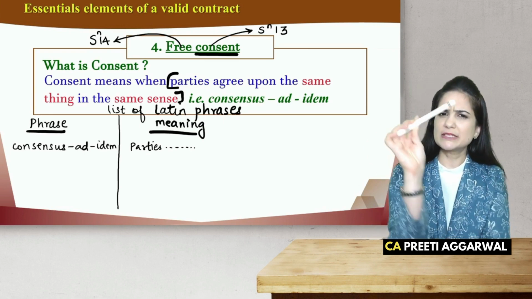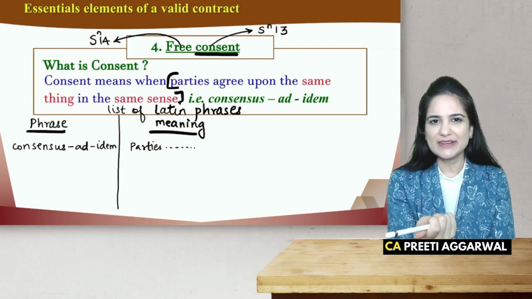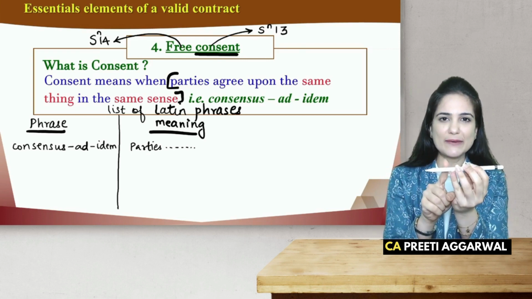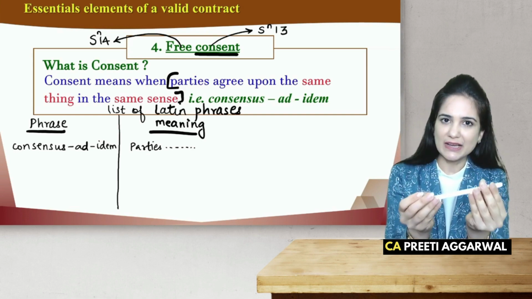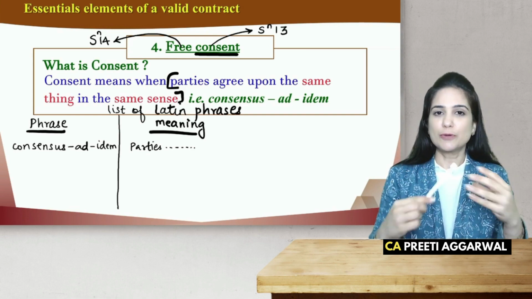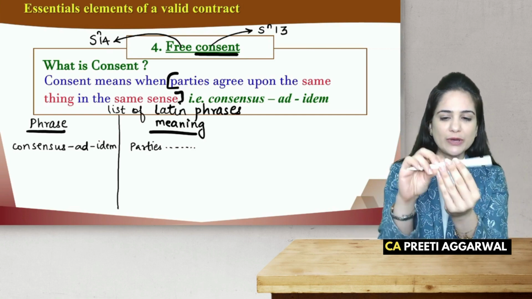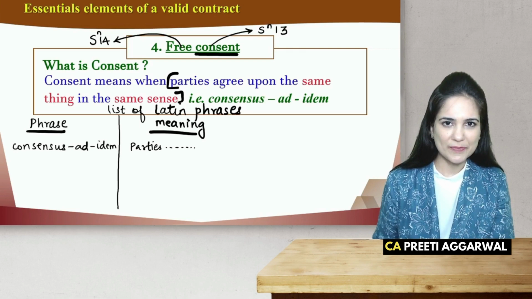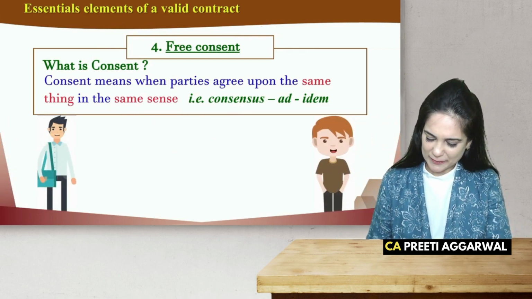Do you want to buy this pen for 5,000 rupees? You say, okay, give it to me. Now we are agreeing upon the same thing in the same sense. I show you the pen, and you are also answering, keeping this pen in mind. So my offer and your acceptance is like a mirror image. Whatever I am showing you, you are responding to that only. We have consented. So the same example is displayed over here.